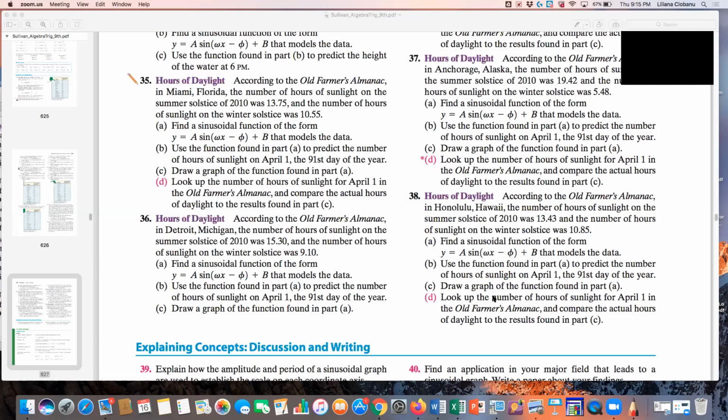So I'm going to switch now to my whiteboard, and we'll proceed with all these calculations. As you see here, only two sets of data are given. So we just know the number of hours of sunlight at summer solstice is 13.75, and the number of hours at winter solstice, both of these in Miami, Florida, is 10.55.